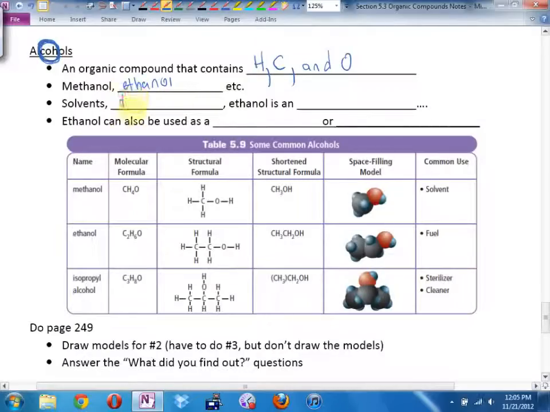They're used as disinfectants. They kill bacteria very well. Disinfectants. Oh, besides ethanol? Or methanol? Ethanol. This one. Ethanol is an inebriant. It's the one that makes people intoxicated. Some of the other ones do too, but the other ones are more poisonous.